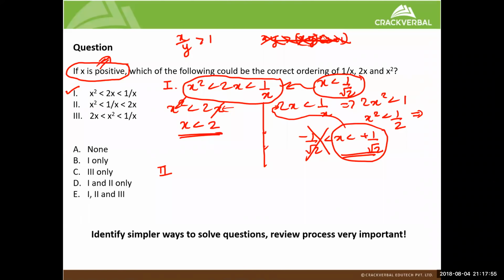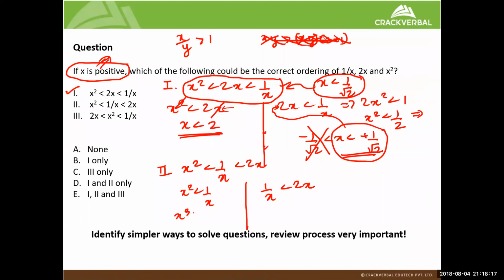And also for those who plugged in values, I'll give you a framework for plugging in. I saw some people mentioning what I normally mention in class about ZONEF. So I'll tell you how ZONEF will help you here. x square less than 1 by x less than 2x. I'm going to split that up again. x square less than 1 by x, 1 by x less than 2x.